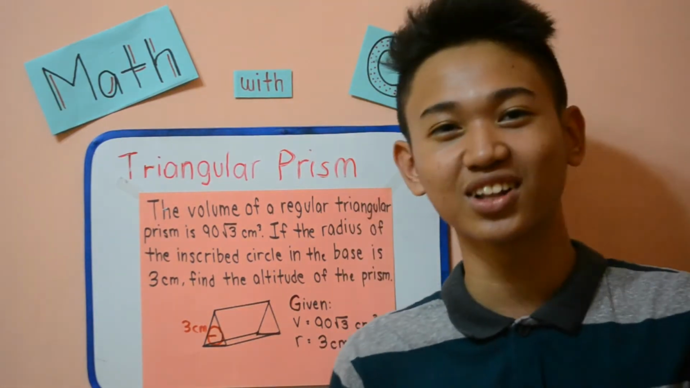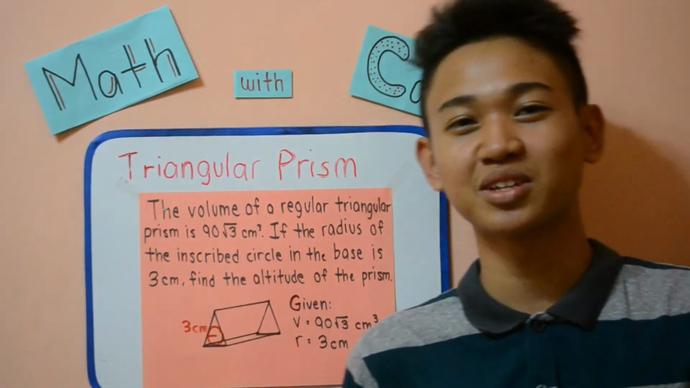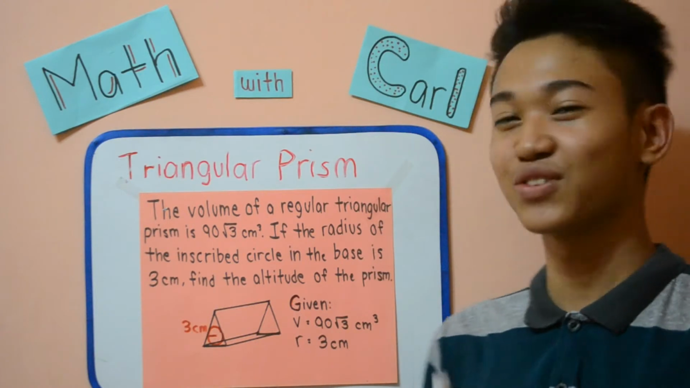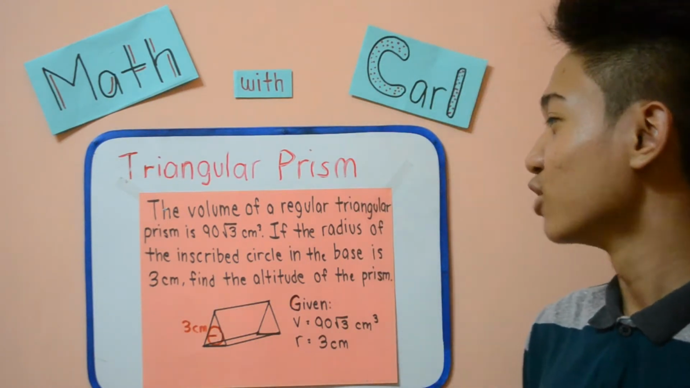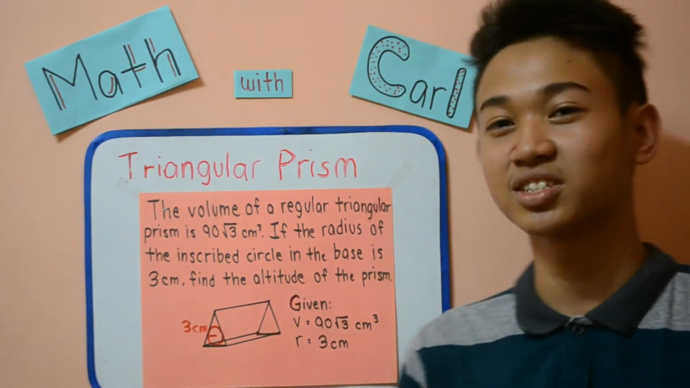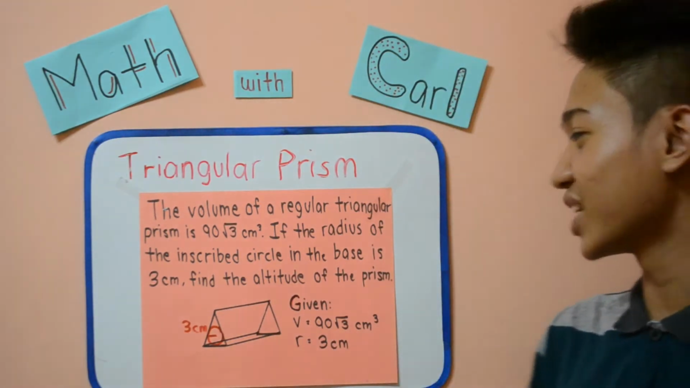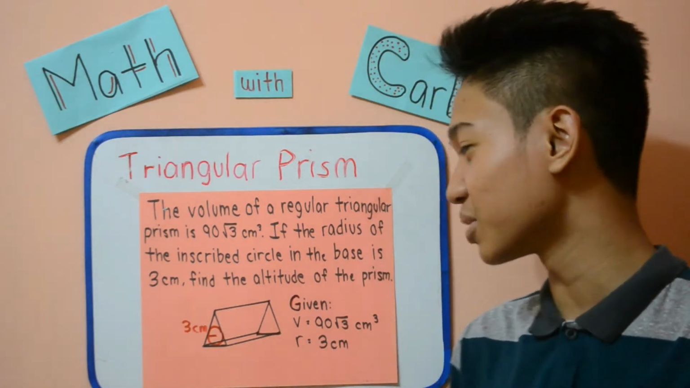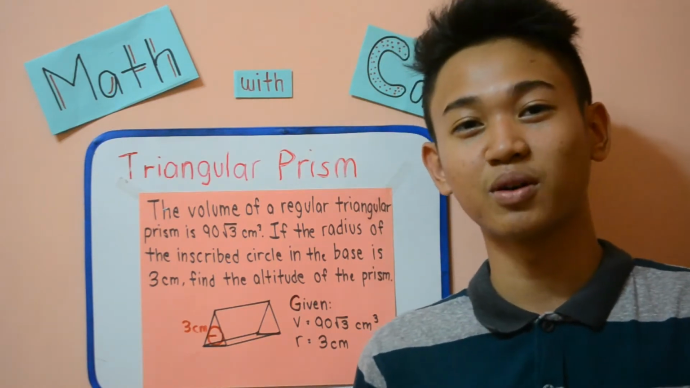Today's Math with Carl talks about a triangular prism. So here we have an example of a problem for a triangular prism. The volume of a regular triangular prism is 90 square root of 3 cubic centimeters. If the radius of the inscribed circle in the base is 3 centimeters, find the altitude of the prism.